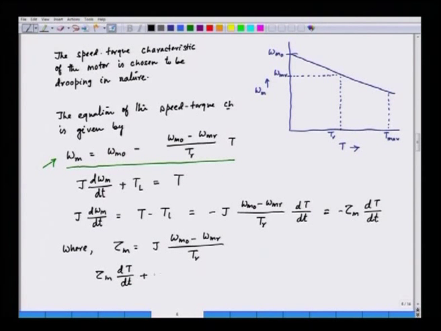From this above equation we can say that tau m into dT by dt plus T is equal to T L. So, this is a first order differential equation. This equation has to be solved, and if we solve this equation, we get the torque variation with time. How does the torque vary with time?